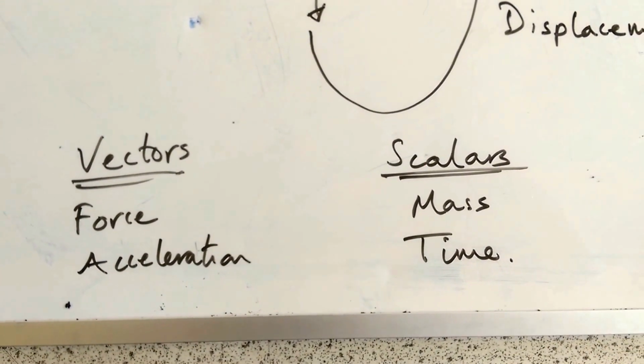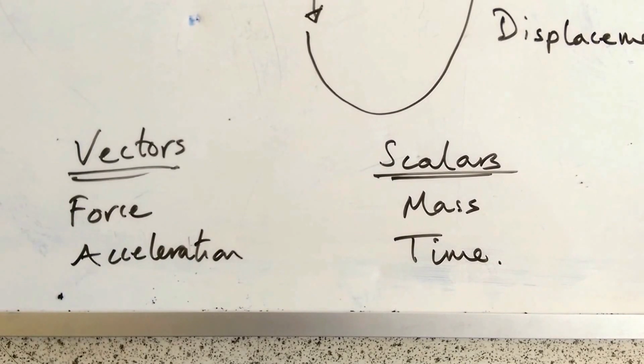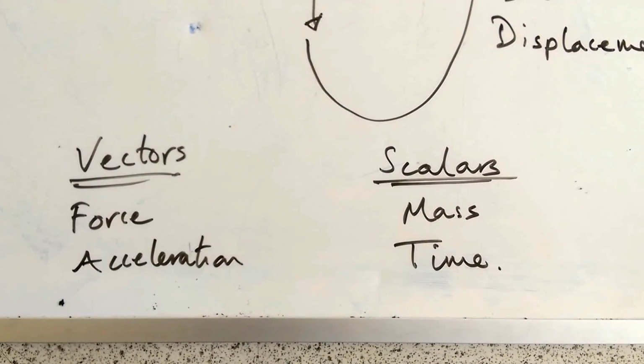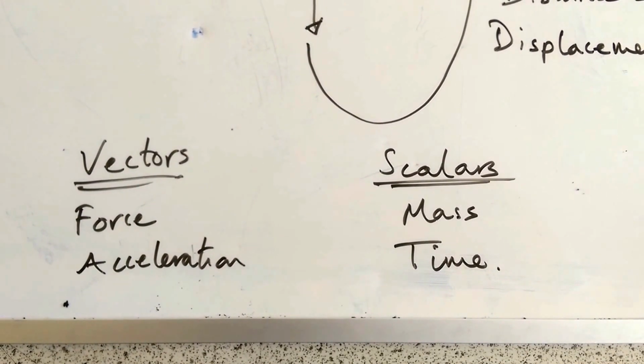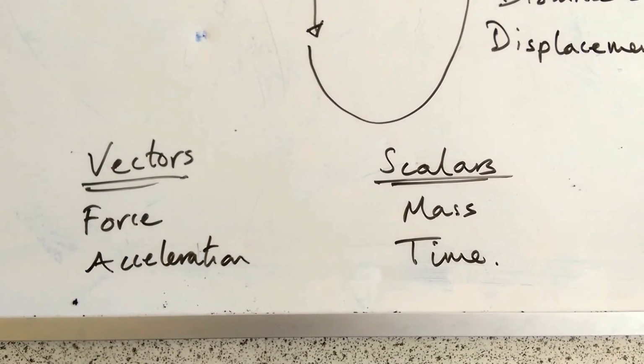Some very brief examples of this. Vectors are force and acceleration. Both force and acceleration have size and they have a direction. And a scalar, mass and time. You can't have negative mass, you can't have negative time. So there's no direction to those quantities.